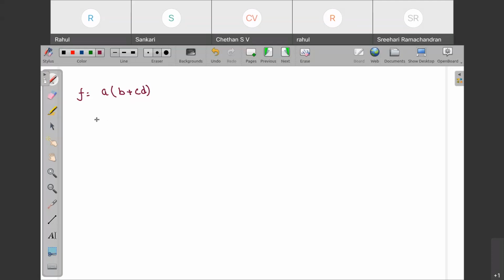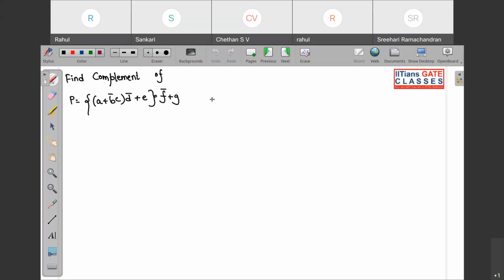See, what I am going to do, I told you, replace dot with plus and plus with dot. So this will be (a + b) into (c + d). Okay, so this will be the dual of this function. Now let me show you how to calculate the complement using the dual of a function.